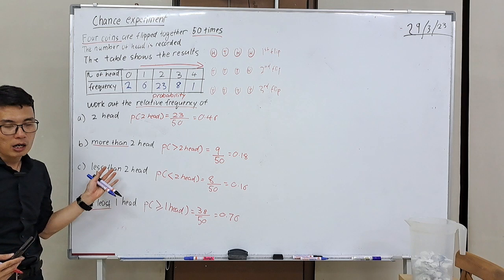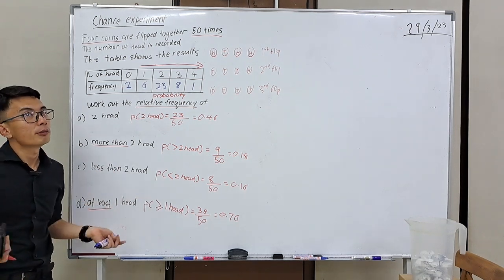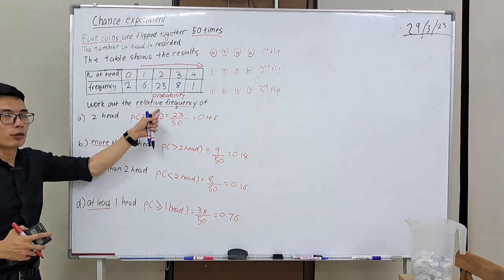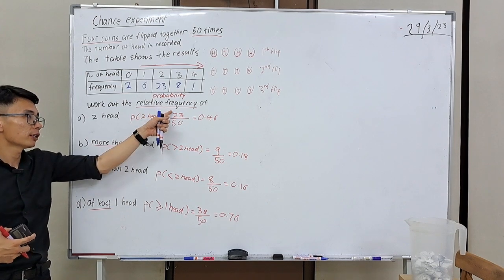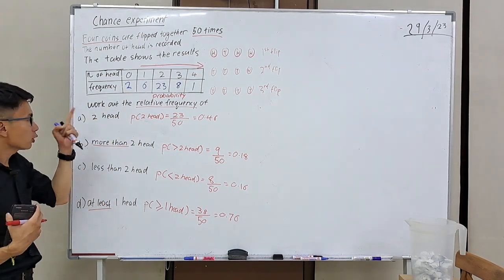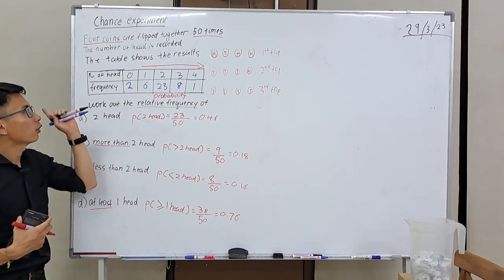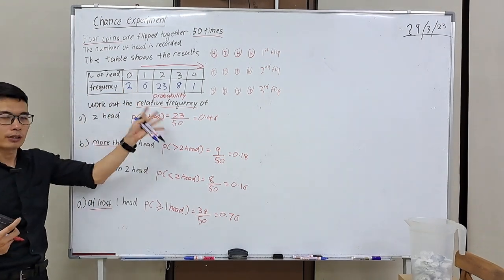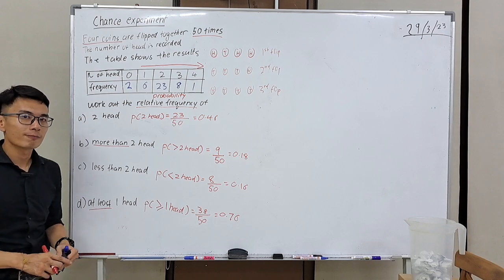That's how we do a relative frequency question. It's the same way we do our usual probability questions, but don't get tricked by all these words. Basically, what does it mean? It's just the probability of your experiment. So just read the question carefully, get all the information out, and calculate accordingly and you'll be fine. That's all.